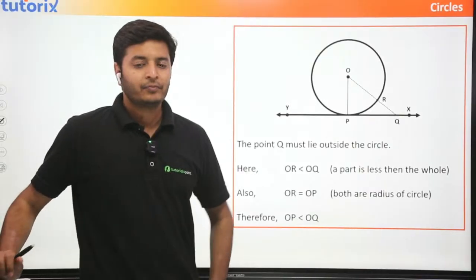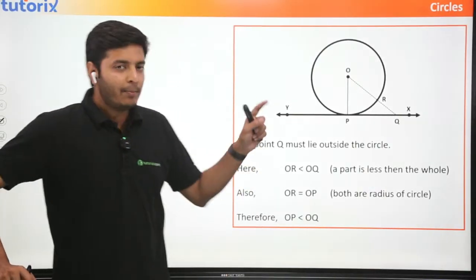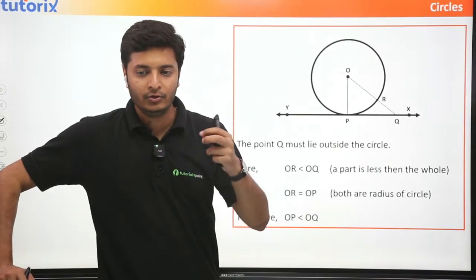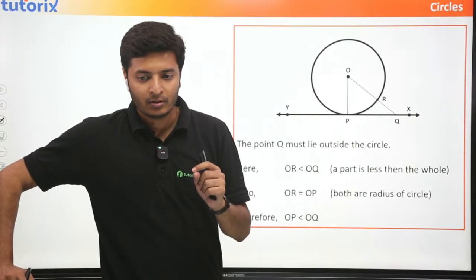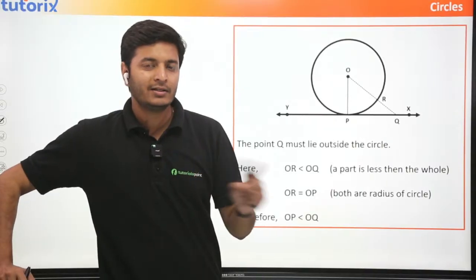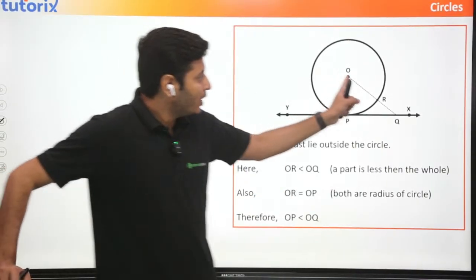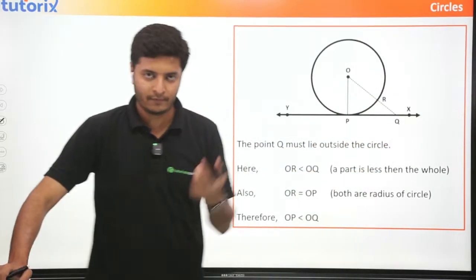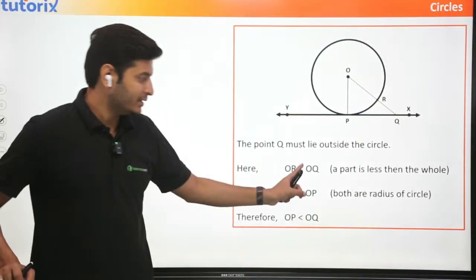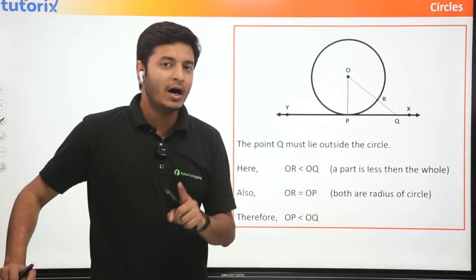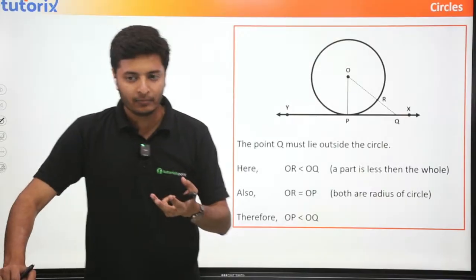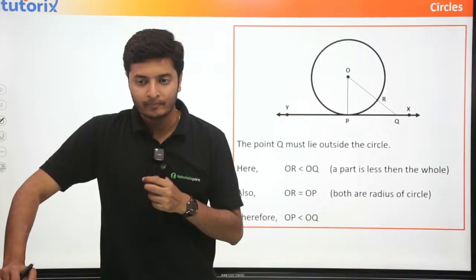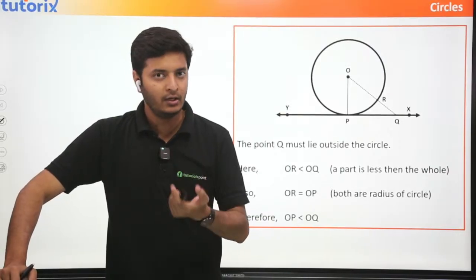Now, one thing is, a part is always smaller than the whole, right? We understood this in the chapter on Euclid's geometry in 9th class. A part will always be smaller than the whole, correct? OR is nothing but a part of OQ. So OR is less than OQ, of course, correct? This is one thing. Then OR is equal to OP. Why are OR and OP equal? Why are we saying this? Anyone?